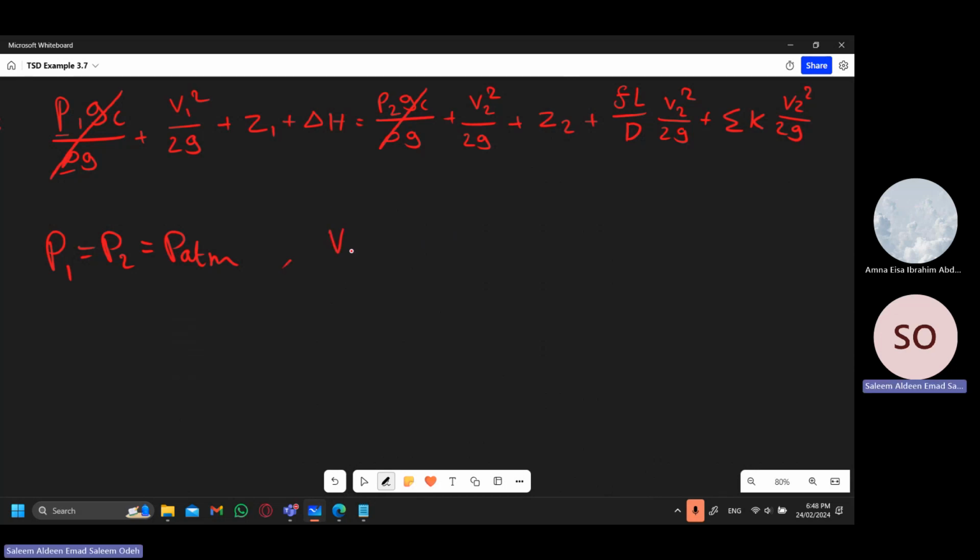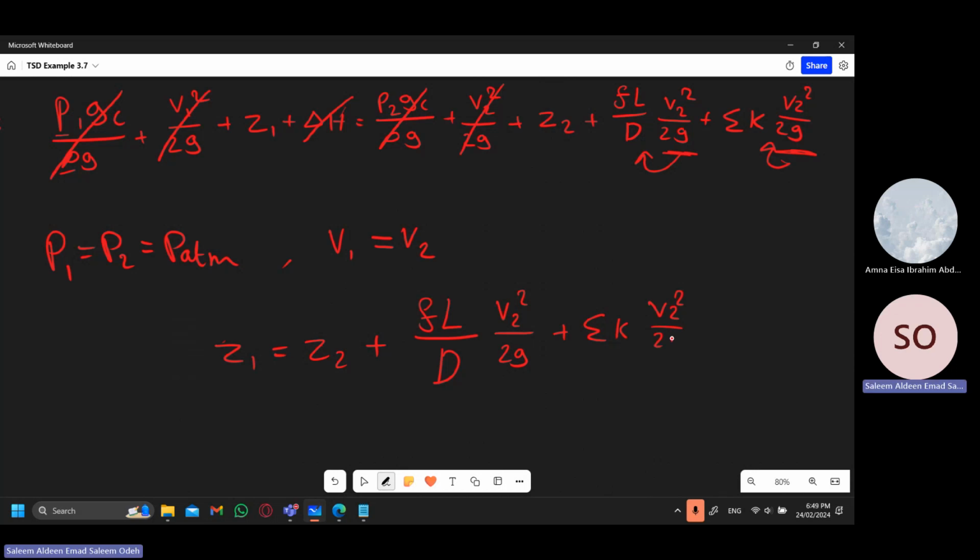Also, they did not give us the velocity at the inlet or the velocity at the exit. So it would also be safe to assume that they equal each other, and we can cross out these two. Now, this part and this part we cannot cross out because they're connected to something else, so we'll keep them in the equation. In the question, there weren't any pumps or motors or anything of the sort involved, so we will also cross this out. And now we are just left with Z1 equals Z2 plus the friction factor times the length over the diameter multiplied by V2 squared over 2g, plus the summation of K multiplied by V2 squared over 2g.